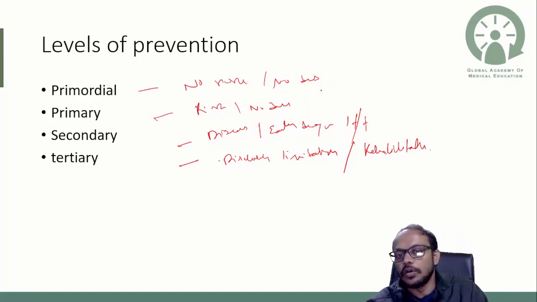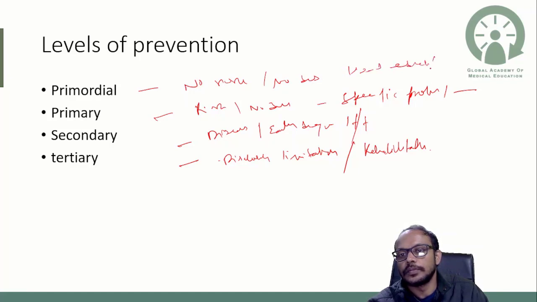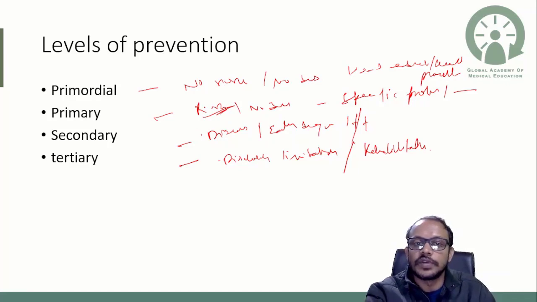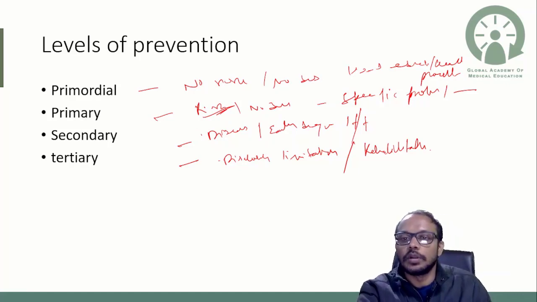In the primary, the term specific protection is often used, like immunization and chemoprophylaxis, and in the primordial, usually health education and promotion is used, okay. Health education and health promotion are also used in primary, where there is a risk factor and you are promoting health, so it is a kind of primary, and if there is no risk factor, then it is called primordial.